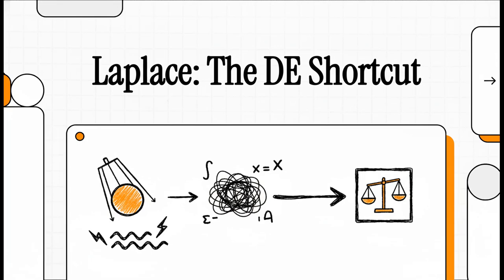Differential equations. You know, they're the language of the universe, describing everything from a swinging pendulum to how electricity zips through a circuit. But let's be honest, solving them can be a total mess, a real deep dive into some pretty gnarly calculus. But what if there was a shortcut? What if you could turn all that chaos into simple, clean algebra? Well, today, that's exactly what we're going to do by exploring an incredible tool, the Laplace transform.